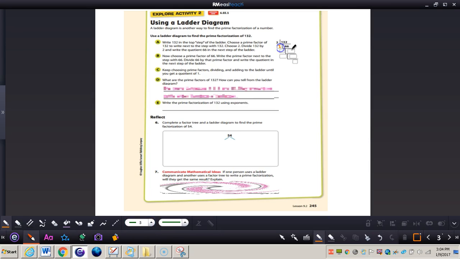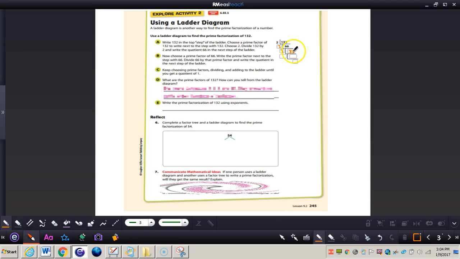We write that in there. We can do that together. And then we are going to take 66, we're going to divide that by 2, and we'll write 33 on the next step. And now we want to think of a prime factor of 33, which will be 3.